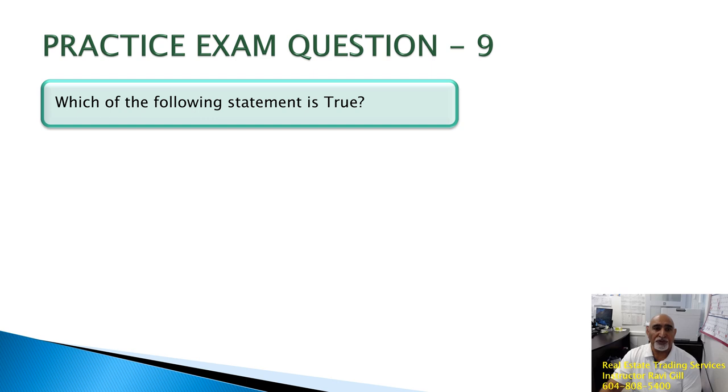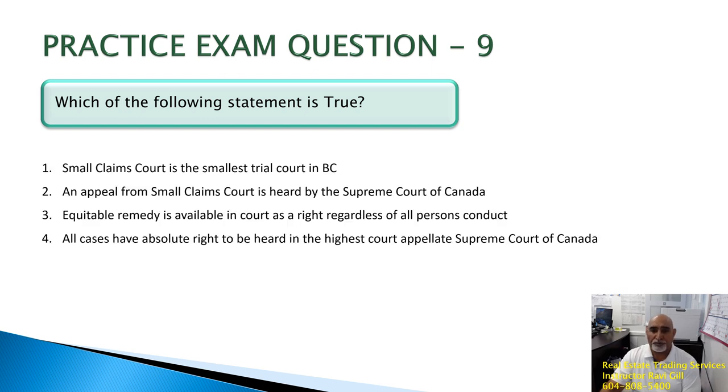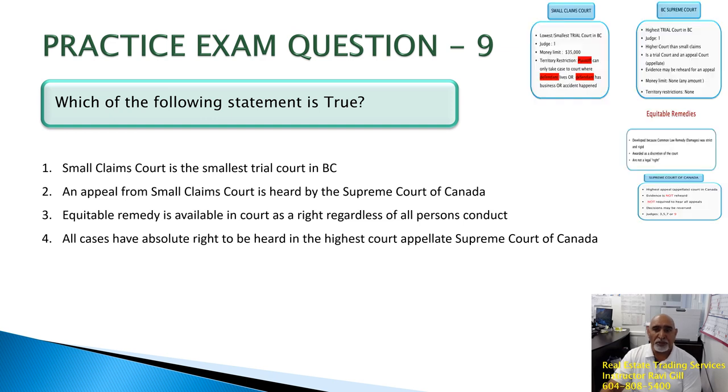Question number 9. Which of the following statements is true? Okay, first statement. Small Claims Court is the smallest trial court in BC. Well, I think it's true. I think this is true. Okay, an appeal from Small Claims Court is heard by the Supreme Court of Canada. Do you remember where the appeal goes from small claims? Appeal goes to BC Supreme Court. Yes, this is wrong. It doesn't go to Supreme Court of Canada.